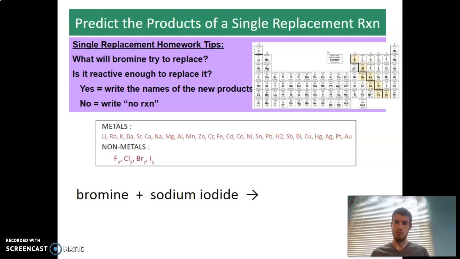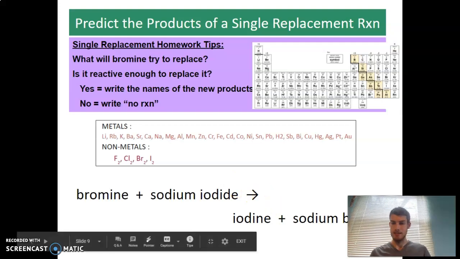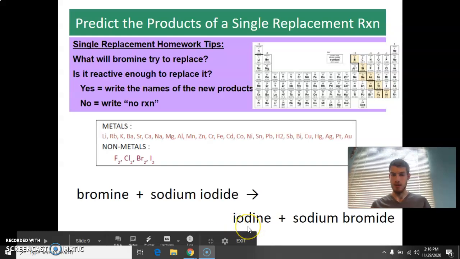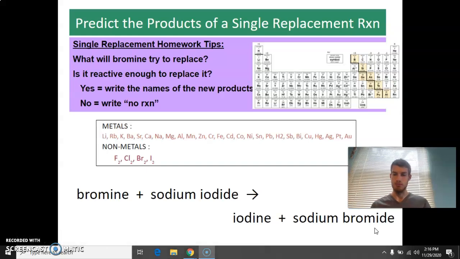So you simply switch the two, because bromine is trying to replace the iodide. And since the iodine is no longer in the compound, you can just write it as iodine instead of iodide. And then since the bromine is in the compound now, you can call it bromide. So it's iodine plus sodium bromide. And that's all we're doing with this, is just checking if the reaction is possible. If it is, then write the new element and new compound that we have.